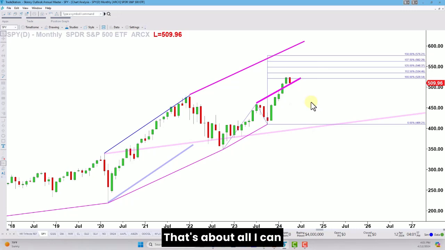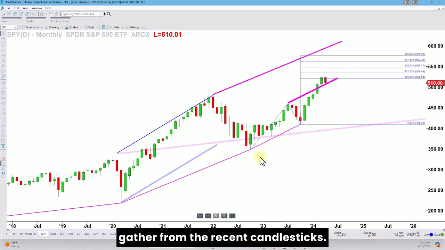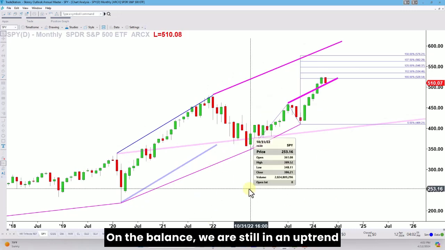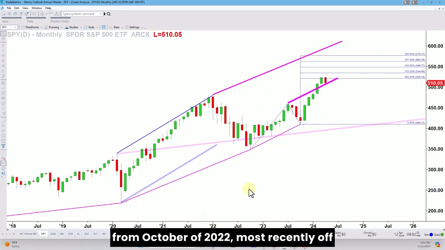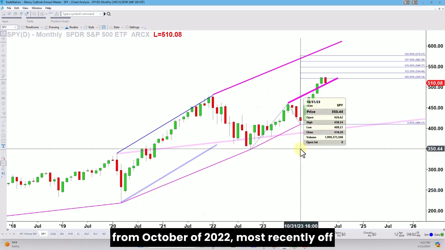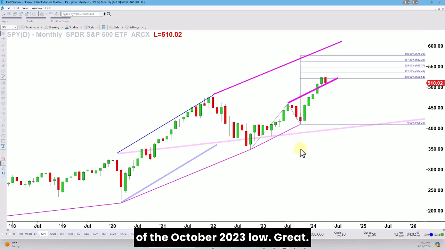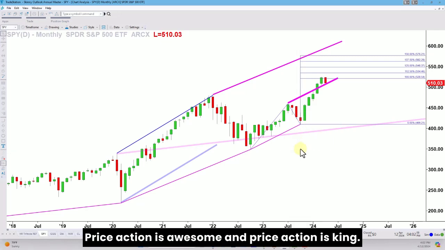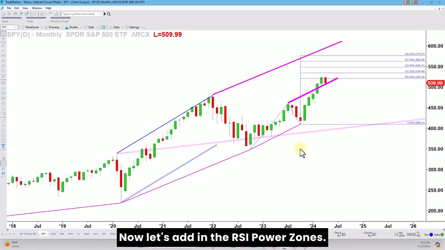That's about all I can gather from the recent candlesticks. On the balance, we are still in an uptrend from October of 2022, most recently off of the October 2023 low. Great. Price action's awesome, and price action is king. Now let's add in the RSI Power Zones.